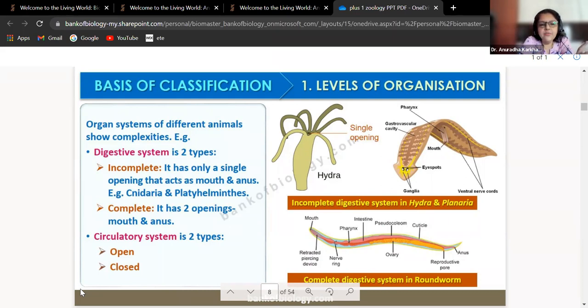Circulatory system is again of two types, open circulatory system and closed circulatory system. So here you can see incomplete digestive system in hydra, single opening is going to be present, correct? यही से खाना है, यही से फेंकना है unwanted चीज. Complete में you have got one mouth and one anus. Fine.